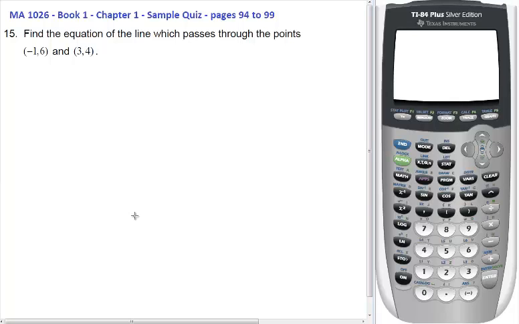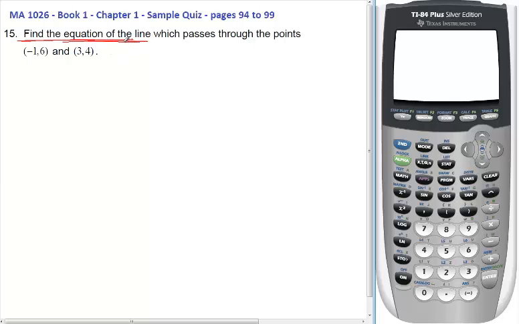Okay, students, today we're going to look at a solution now to number 15. It's a long answer question from chapter 1 sample quiz found in book 1 of your math 1026 booklets. This is a very common question you get, probably going to be on your final exam as well. Find the equation of a line that passes through 2 points.